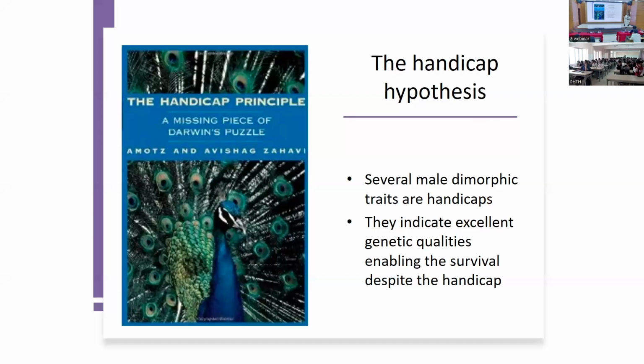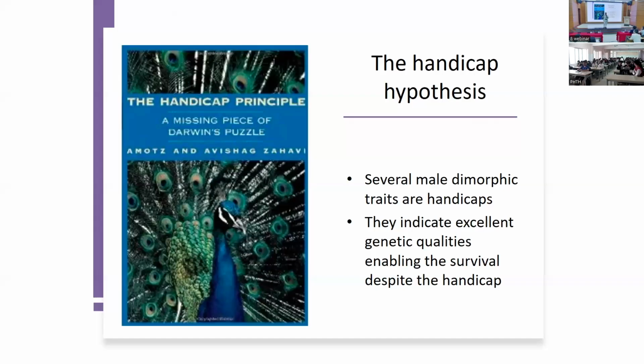A sexual ornament to be very sexy should be a handicap. The idea of Zahavi is that if I have this handicap and I survive despite the handicap, it means that my genes are very good. It means that if you are selecting me, the genes that I will give to your children will be very strong, very, very good.